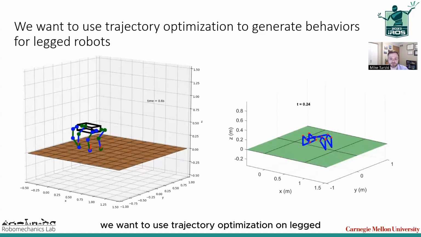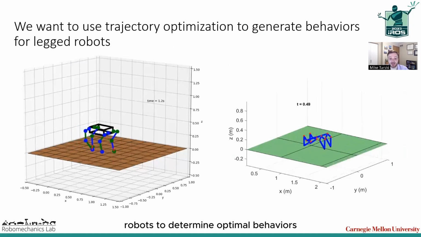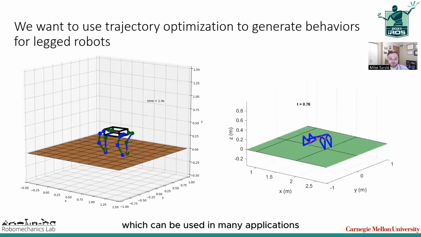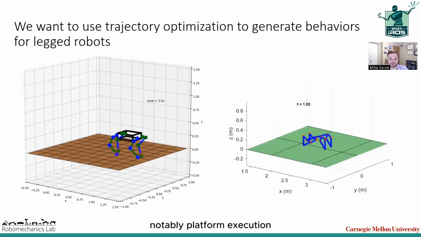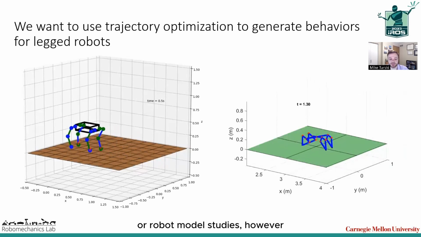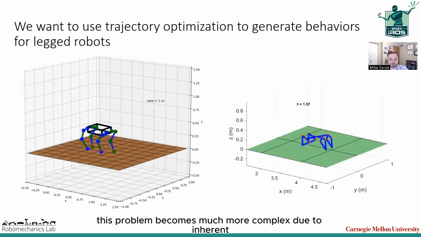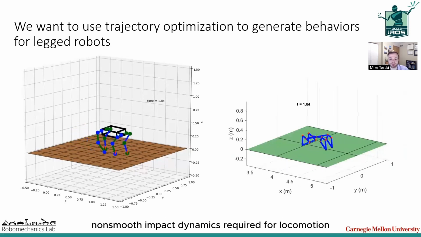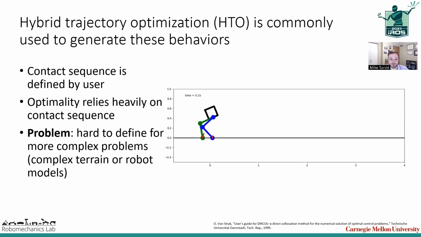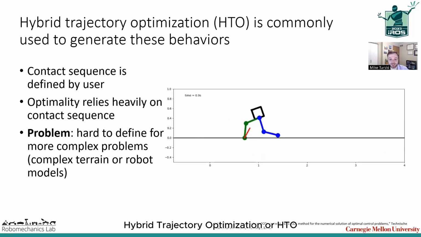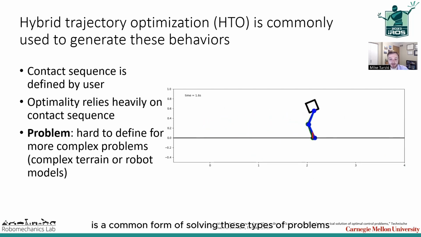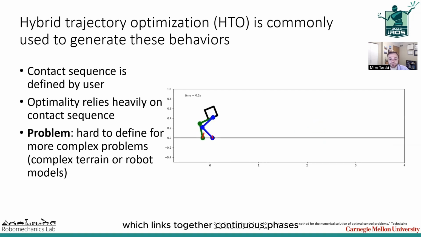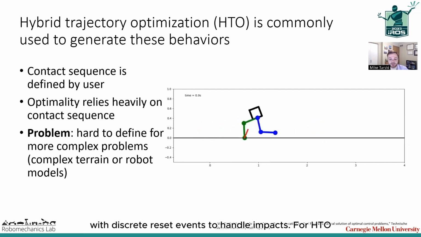We want to use trajectory optimization on legged robots to determine optimal behaviors, which can be used in many applications, notably platform execution or robot model studies. However, this problem becomes much more complex due to inherent non-smooth impact dynamics required for locomotion. Hybrid trajectory optimization, or HTO, is a common form of solving these types of problems, which links together continuous phases with discrete reset events to handle impacts.